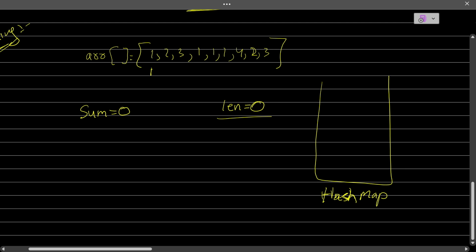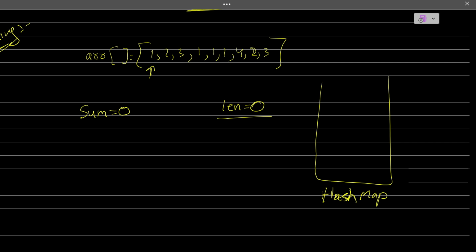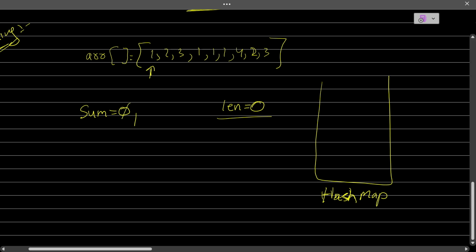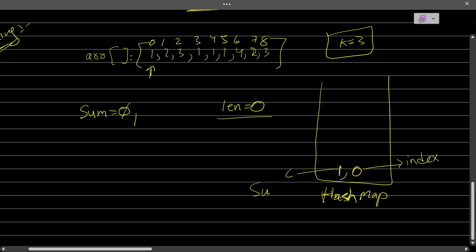I'll go to the first element. When I take the first element to the hash map, the summation will become 1, and I write the index as 0. Let me write the indices 0, 1, 2, 3, 4, 5, 6, 7, 8. Here k equals 3, we should find this. So this 0 is the index, and this 1 is the summation.